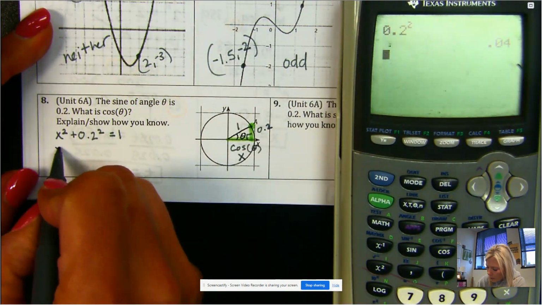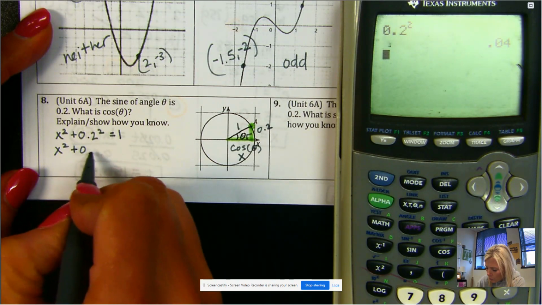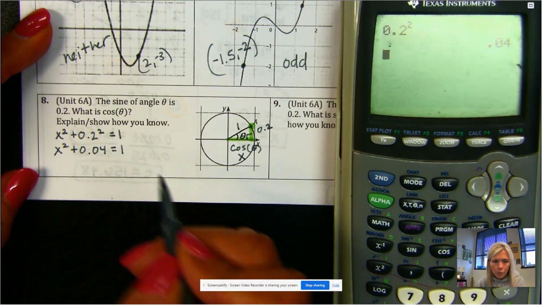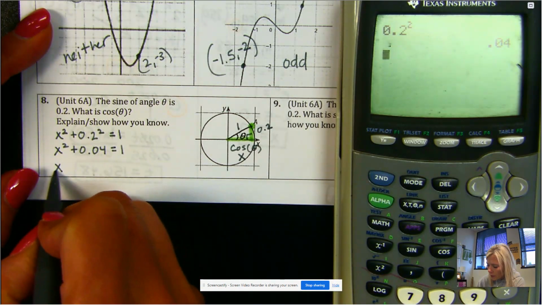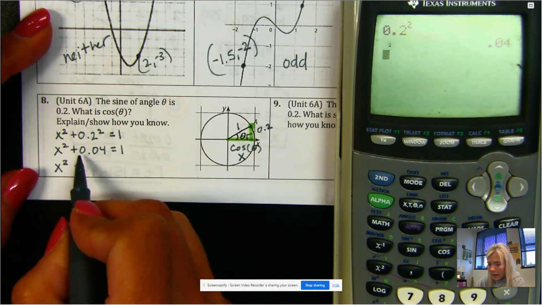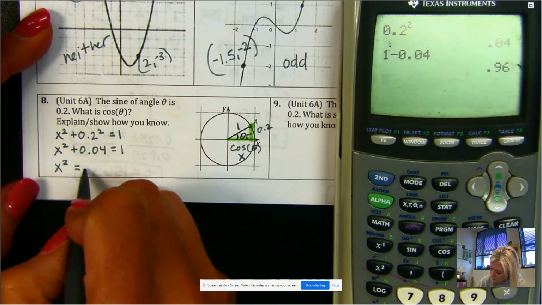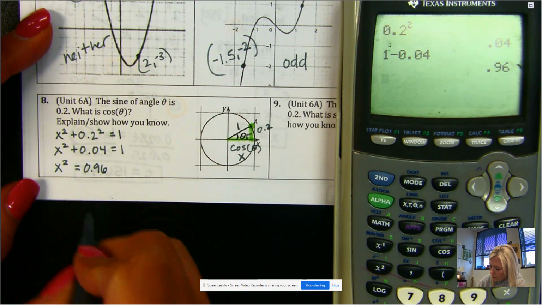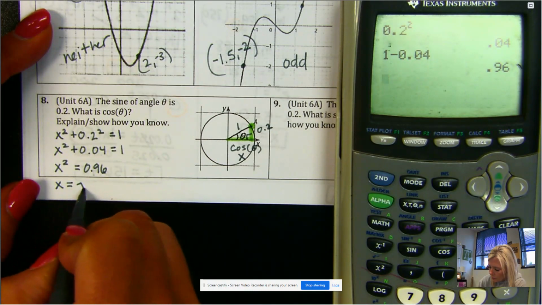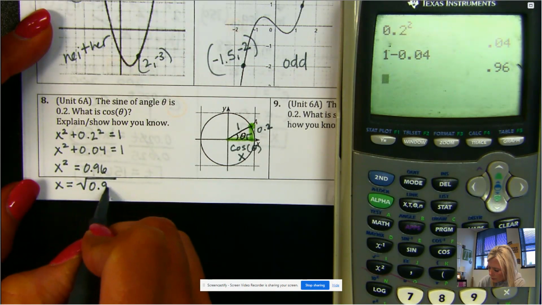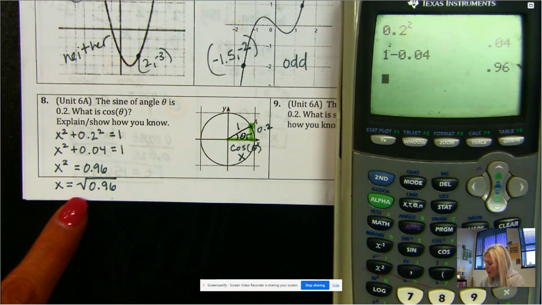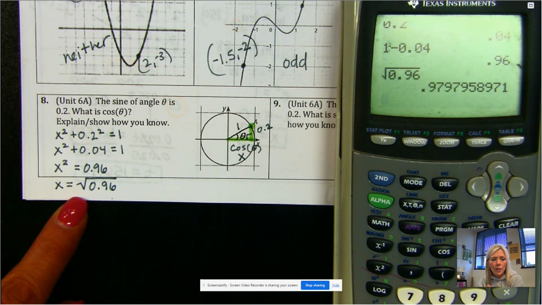So x squared plus 0.04 is equal to 1. And so x squared is equal to 1 minus 0.04. 1 minus 0.04 is 0.96, which means x is the square root of 0.96. Okay? And the square root of 0.96 is an irrational number, so I'm just going to leave this in square root.